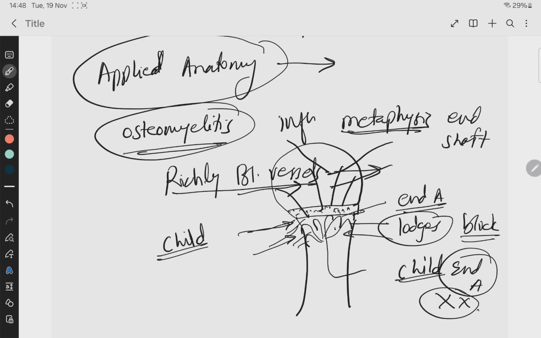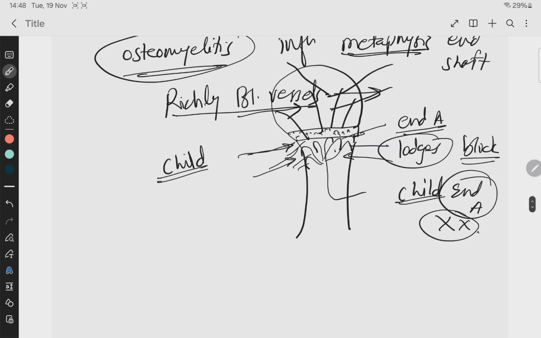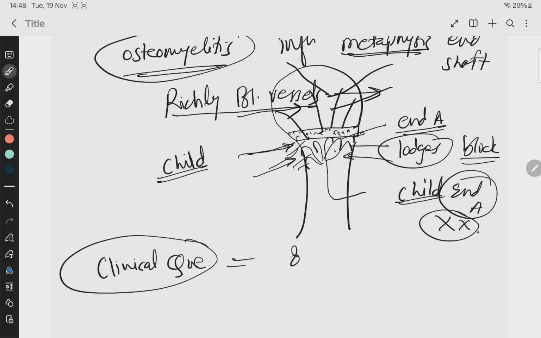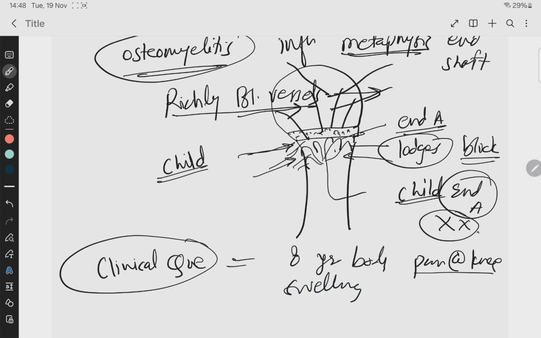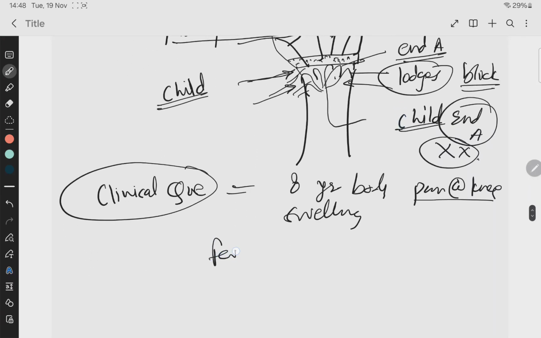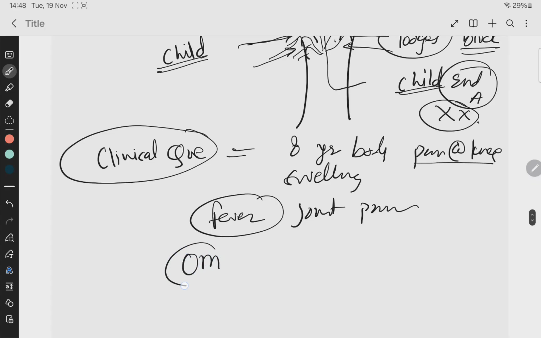We can write in the clinical or applied part. Sometimes a clinical history or a clinical question is asked: an 8-year-old boy is having pain at the knee joint. Okay, there is a swelling over the upper end of the tibia and lower end of the femur. Okay, the patient gives a history of fever and joint pain. What will be the probable diagnosis? The condition is called osteomyelitis.